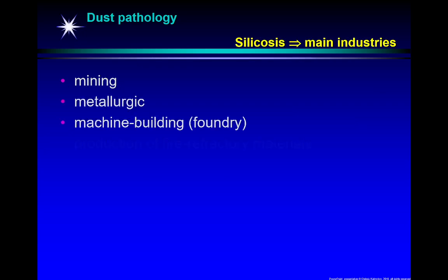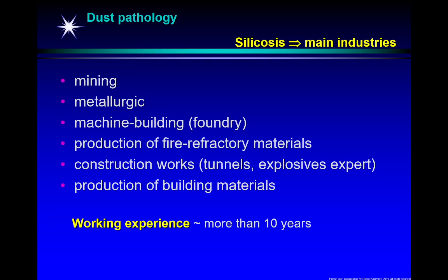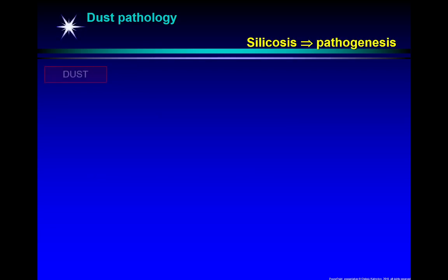The main industries in which there is a relatively higher risk of development of silicosis include the mining industry, metallurgic, machine building, especially foundry departments, production of fire refractory materials, construction works, production of building materials, etc., tunnel working. The working experience at which workers might be at a significantly higher risk of development of silicosis is, as I promised you, 10 years. 10 and more is significantly more dangerous.